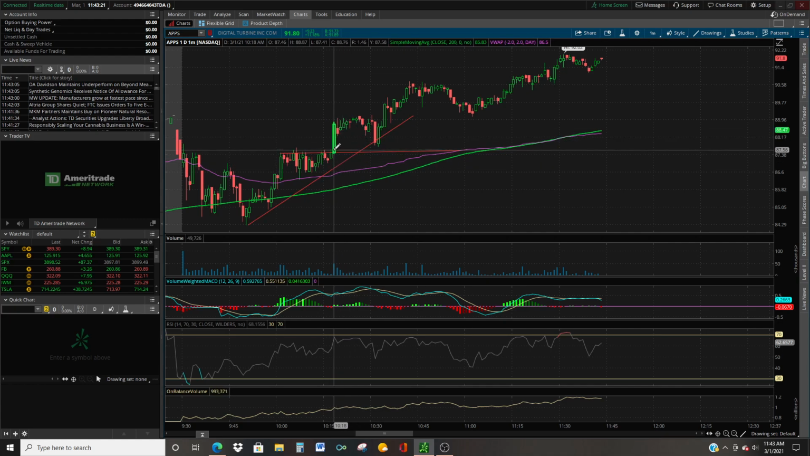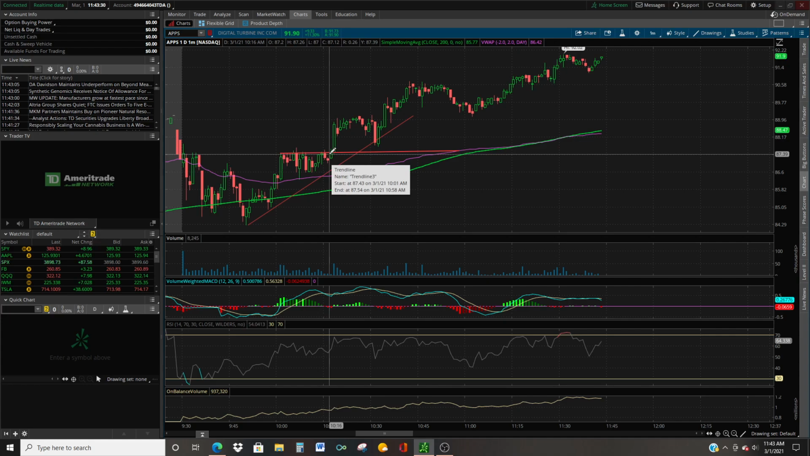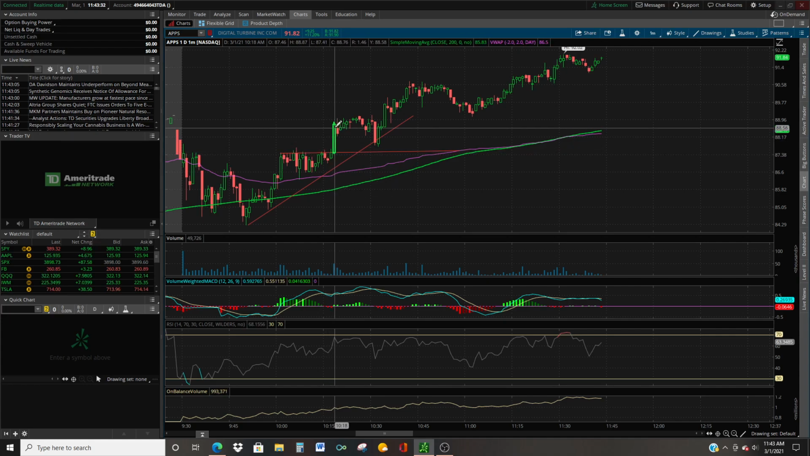But really, what I need to think of is where I initially got in at. I initially got in at 87.50. That breakout area might get retested again, and I need to let it run some more.